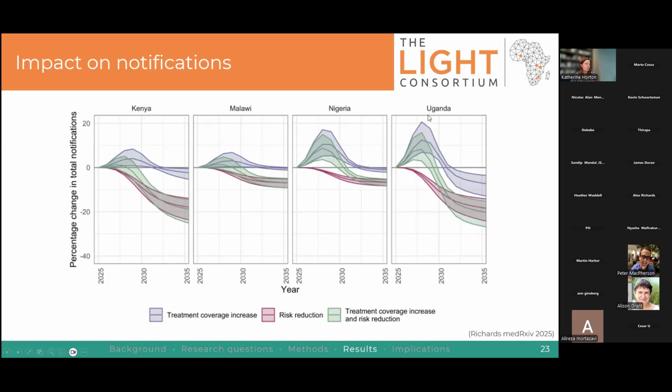So in Uganda, we see up to a 20% increase in notifications by 2027 or 2028, which is quite substantial. But I think it's notable that within about 7 years of the start of the implementation of each of these strategies, there's been an impact on disease burden to such an extent that now there's actually fewer notifications than the baseline scenario. And so it just highlights the need for that upfront investment in time and resources.